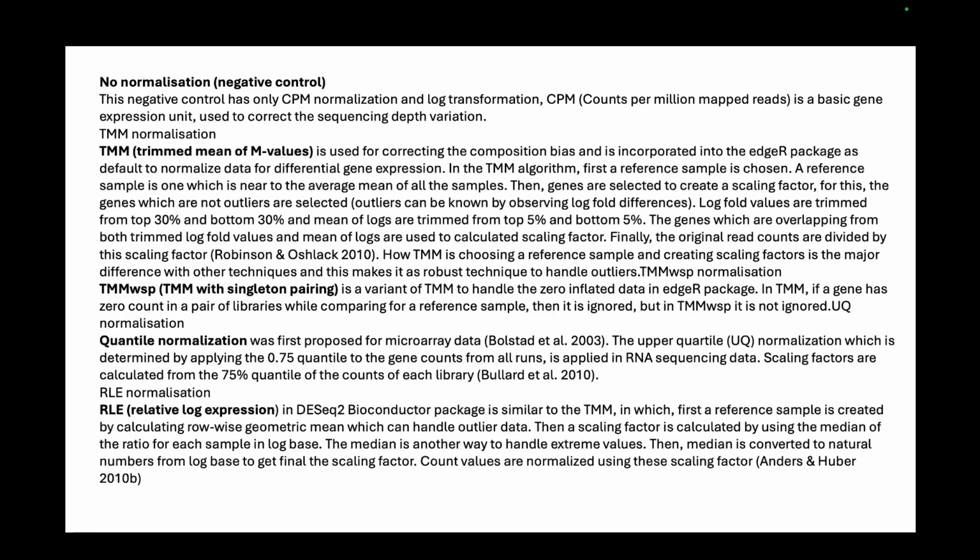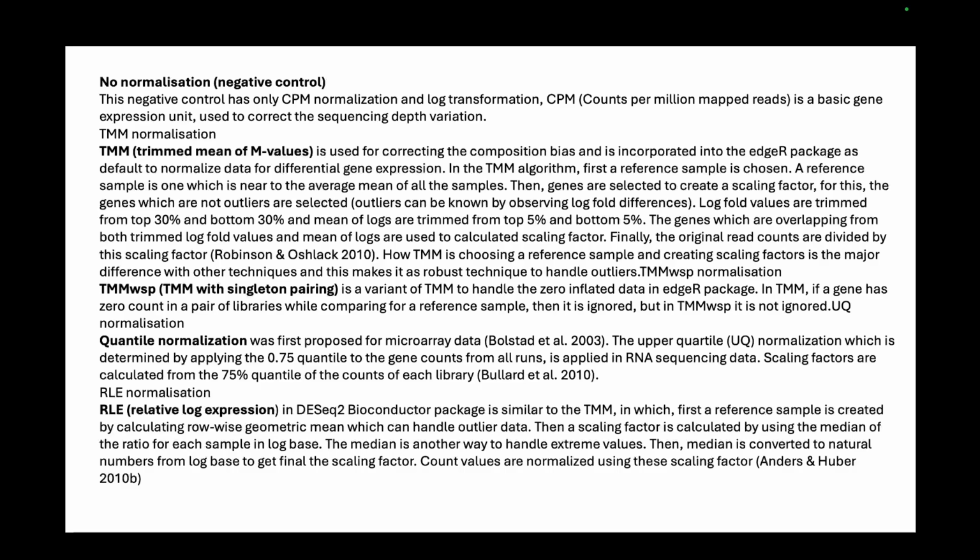Outliers can be known by observing logfold changes. Logfold values are trimmed from the top 30% and bottom 30%, and the mean of logs are trimmed from the top 5% and the bottom 5%. The genes which are overlapping from both trimmed logfold values and the mean of logs are used to calculate the scaling factor. Finally, our original read counts are divided by the scaling factor. How TMM is choosing a reference sample and creating scaling factors is a major difference with other techniques.